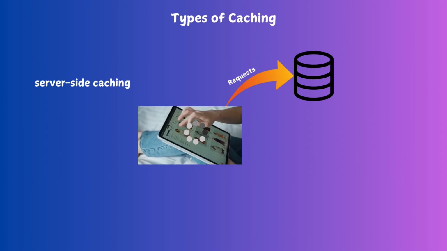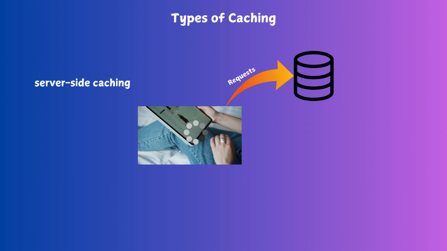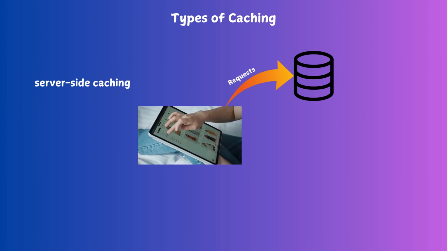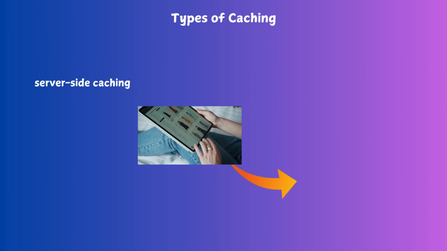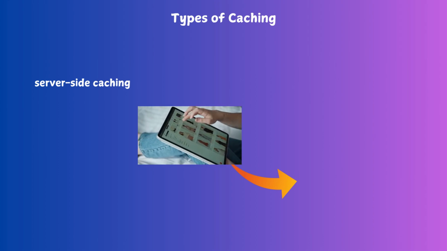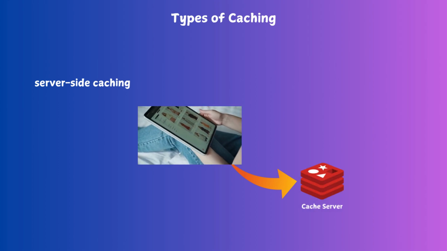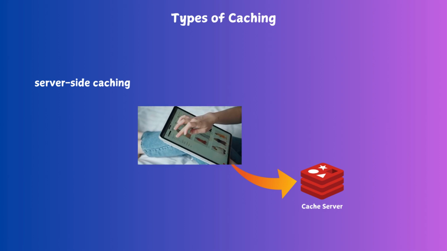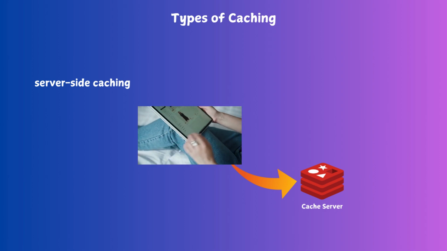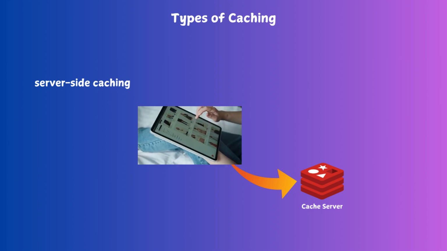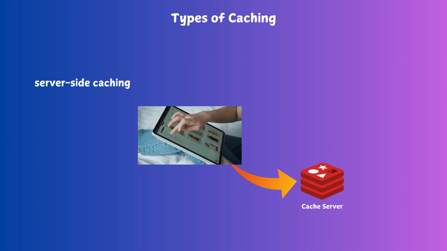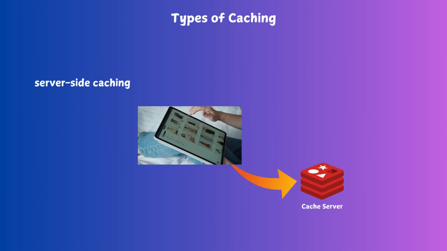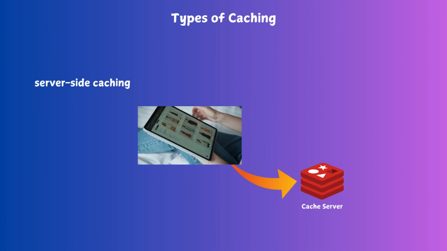This is where server-side caching steps in. Instead of repeatedly fetching the same data from the database, the server stores frequently requested information in a cache. So when many users request the same product or price details, the server can quickly pull this data from the cache instead of querying the database over and over again. For example, websites like Amazon or eBay use server-side caching to serve product details, images, and prices much faster, even during peak traffic.